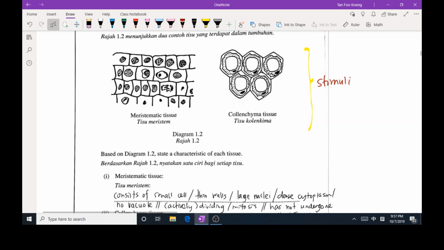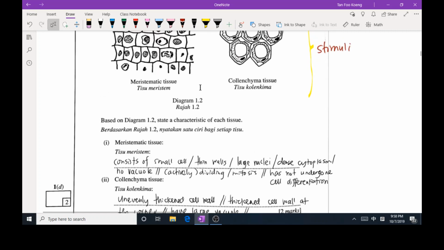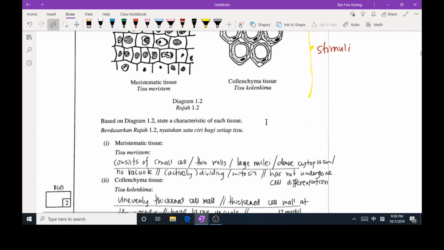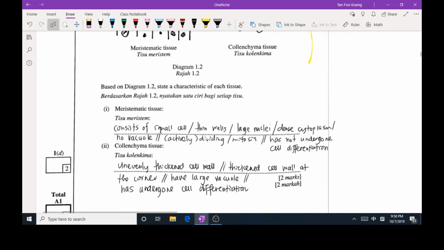Can you see that? Perhaps this is a dividing cell, and the cells basically look alike. That means the cells have not undergone cell differentiation. Now, you can choose just one mark here. You can choose any one to write.